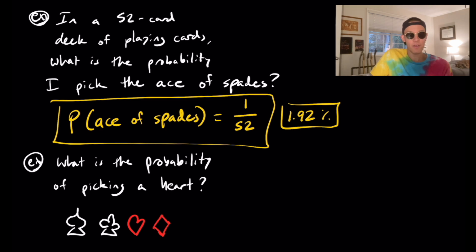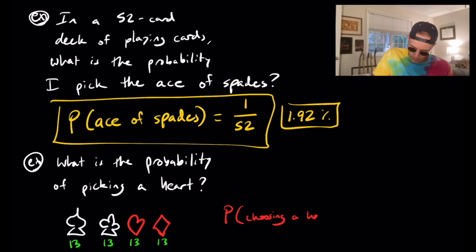Well, there's an even number of cards for each suit. Just right below, there are 13 spades, there's 13 clubs, there's 13 hearts, and there's 13 diamonds. So if we want the probability of choosing a heart, well, how many hearts are there? There's 13. Out of how many cards in the deck? 52. And if we reduce that fraction, that comes out to be 1/4.